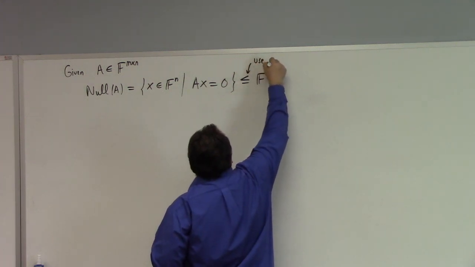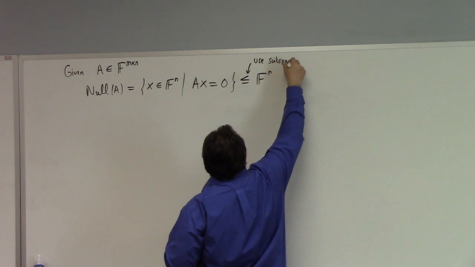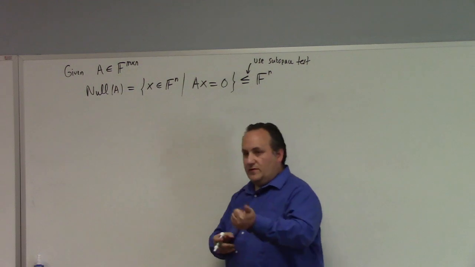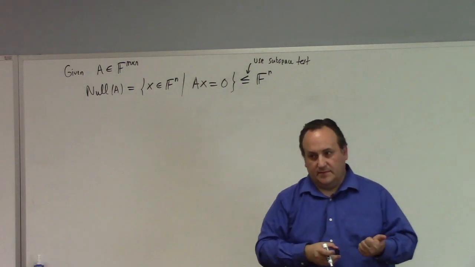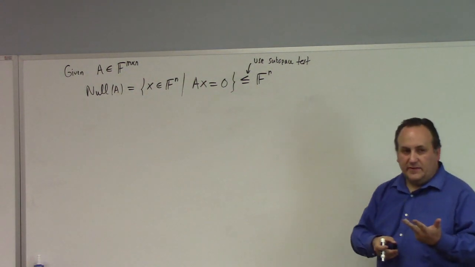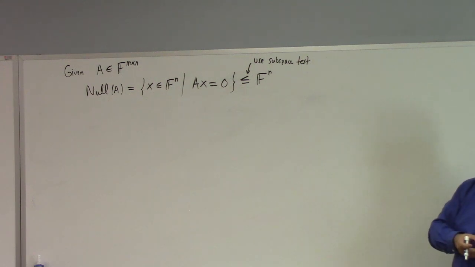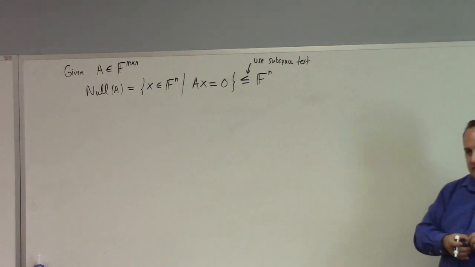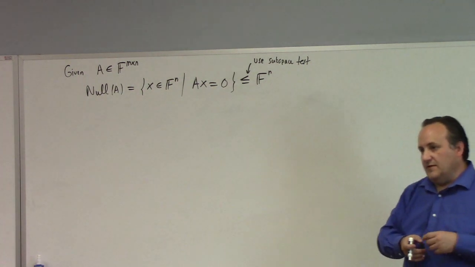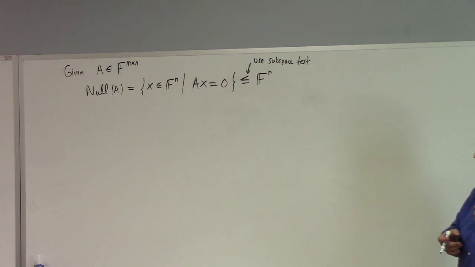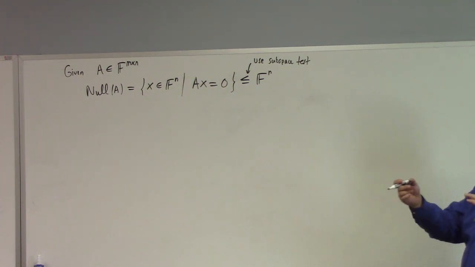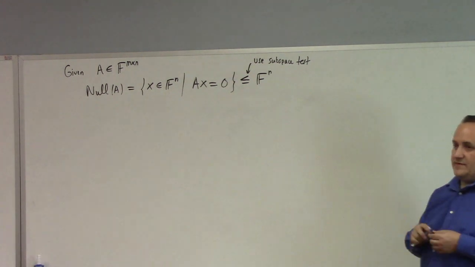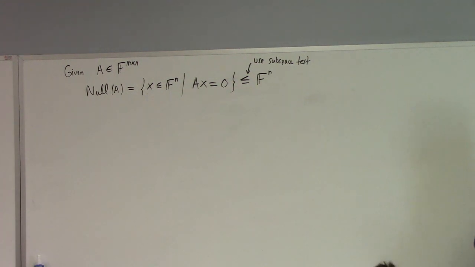Use the subspace test theorem. Zero is in there, so it's not empty. If x and y are both in the null space, that means Ax is equal to 0 and Ay is equal to 0. Therefore, A times (x plus y) is equal to 0 plus 0, which is 0. And if we have c times x, then A times cx is c times Ax, which is c times 0, which is 0. It is easy to prove that this is a subspace by the subspace test theorem, right?